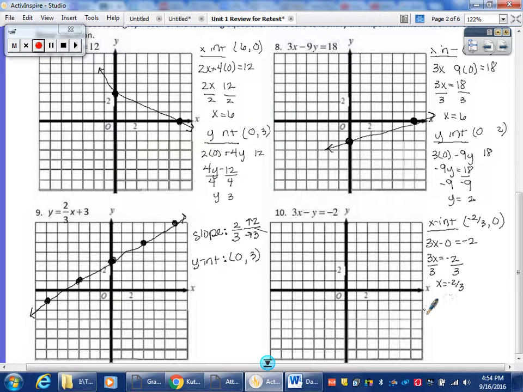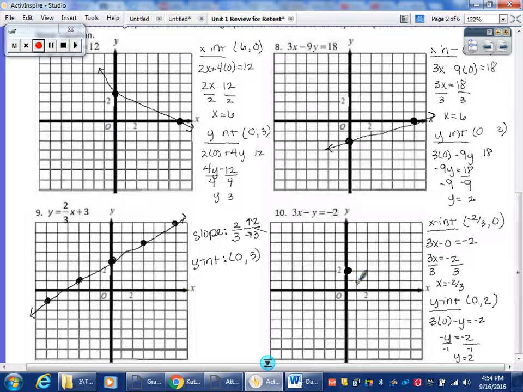All right, and then I'm going to find my y-intercept. And I do that again by plugging 0 in for x. This is 3 times 0 minus y is equal to negative 2. And so that's negative y is equal to negative 2. Divide by negative 1. We get y is equal to positive 2. And so the y-intercept is (0, 2). Right, so I'm going to graph my y-intercept at (0, 2).